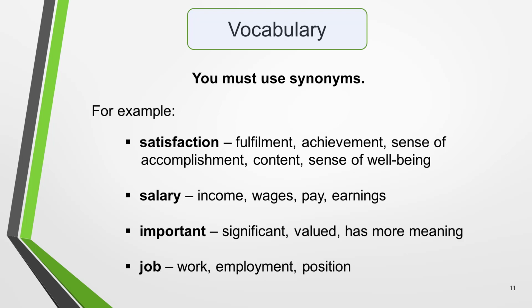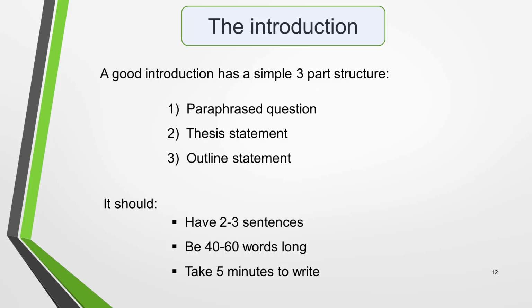With that done, we can focus on the first paragraph of the essay, the introduction. A good introduction has a simple three-part structure: paraphrased question, thesis statement and outline statement, and it should have 2 to 3 sentences, be 40 to 60 words long and take 5 minutes to write.